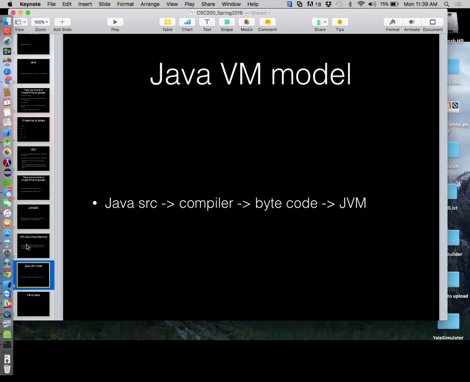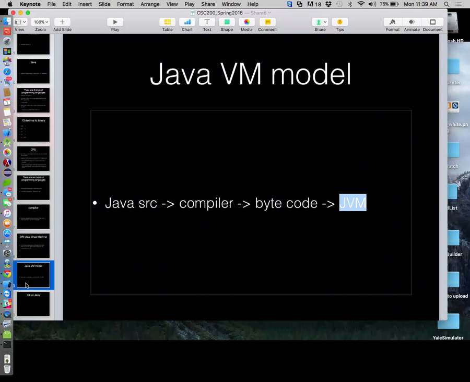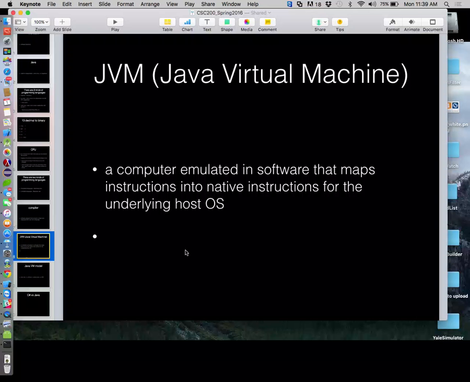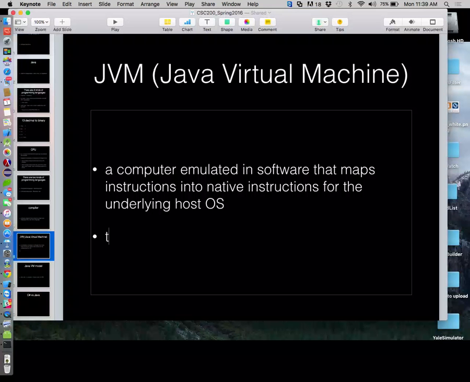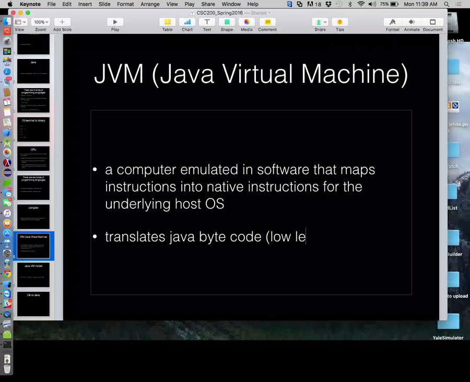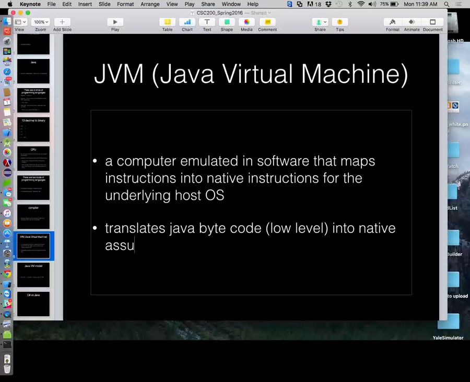So we could actually say here for the Java virtual machine, it would be fair for us to say this. It translates Java bytecode, which is low level, into native assembly on the host OS, which is also low level.